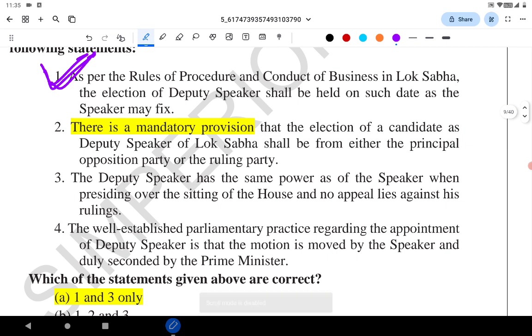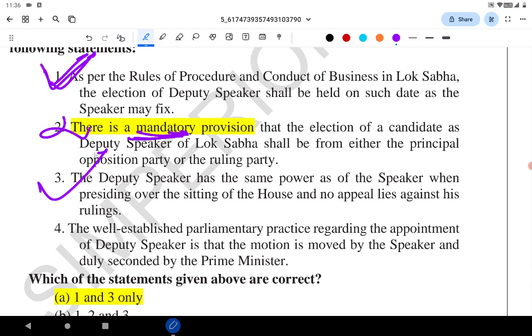There is a mandatory provision that the election of a candidate as Deputy Speaker of Lok Sabha shall be from either the principal opposition party or the ruling party. There is no mandatory provision. There is a convention normally that happens. Again, these words, please be careful. Wrong. The Deputy Speaker has the same power as the Speaker when presiding over the sitting of the House and no appeal lies against his ruling.